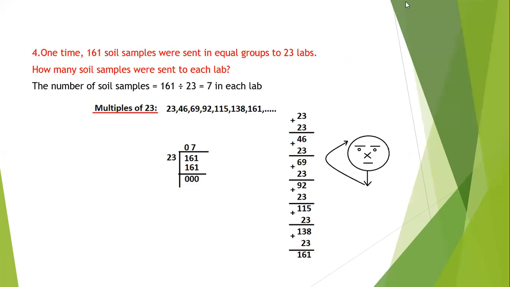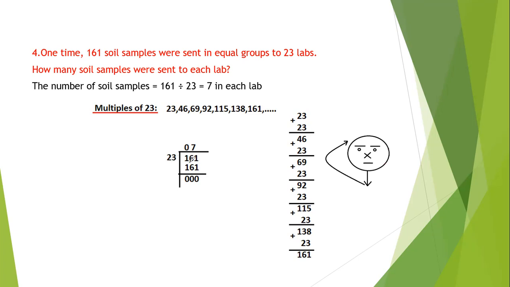Number 4, 161 soil samples were sent in equal groups to 23 labs. How many soil samples were sent to each lab? To know the number of soil samples, we have to divide 161 by 23. Write the multiples of 23, then divide. 1 divided by 23, not divisible, so regroup 16. 16 also is not divisible, it's smaller than 23.